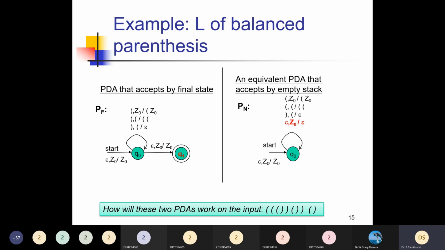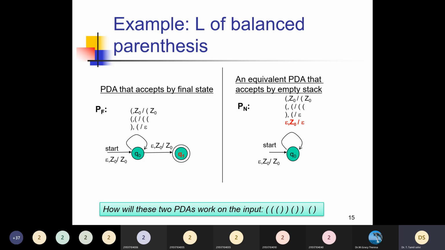So see, the diagram is the same. From Q0, we form one self loop. Open parenthesis with Z0 means you have to push. Open parenthesis means push. If it is a close parenthesis, we have to pop it out. So finally, when we reach the end of the string as well as the empty stack, then you can stop the process, which means we can reach the final state. Okay, so this is the PDA that accepts by final state.